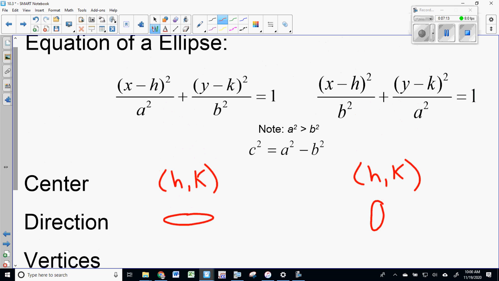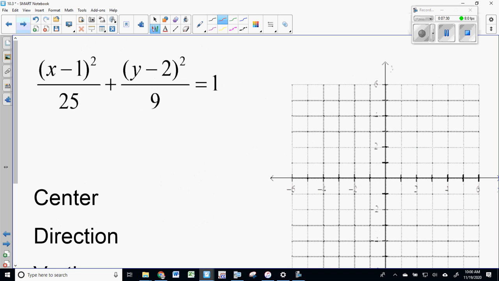Let's do an example and kind of look at everything and then show where they come from. Or do you just want me to write down the formulas and have no idea what it means? What do you prefer? Okay. I don't use the formulas when I do it, so let's not use the formulas and we'll come back to this. So let's look at this example. First off, where's the center? 1, 2. Okay, so 1, 2.